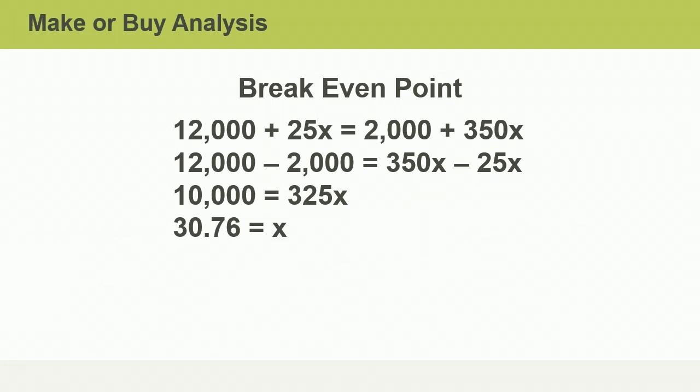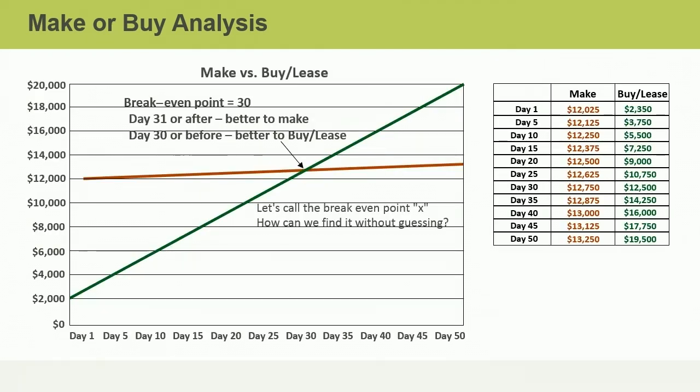So we arrive at this number of x equals 30.76 before rounding. Calculating the break-even point can save you a lot of time. The other option would be plugging in numbers for x and calculating and comparing the costs. This could require multiple attempts. For instance, on day 10, it costs $12,250 to make and $5,500 to buy. On day 40, it costs $3,000 to make and $16,000 to buy.